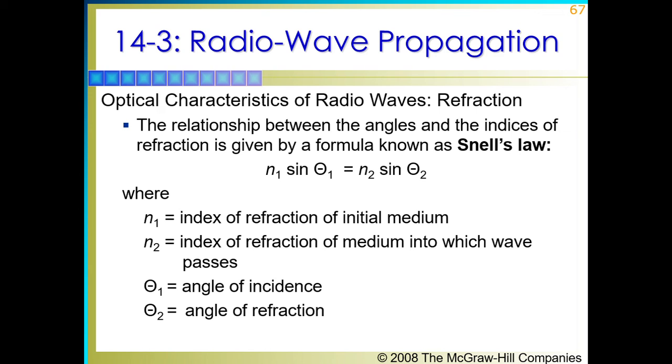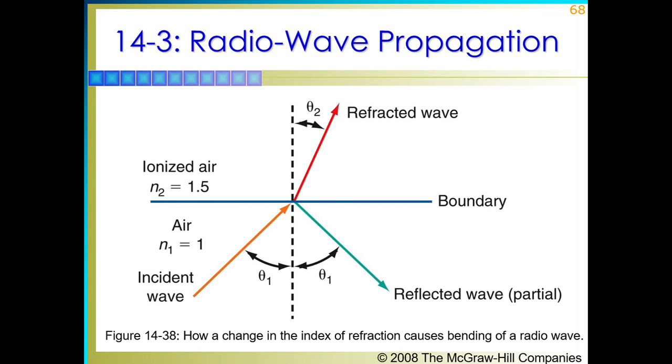N1 sine theta 1 equals N2 sine theta 2, where N1 is the index of refraction of the initial medium, N2 is the index of refraction of the medium into which the wave passes, theta 1 is the angle of incidence, and theta 2 is the angle of refraction. The figure shows how a wave is refracted.